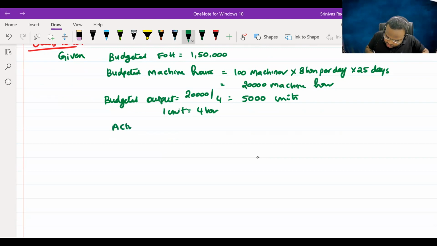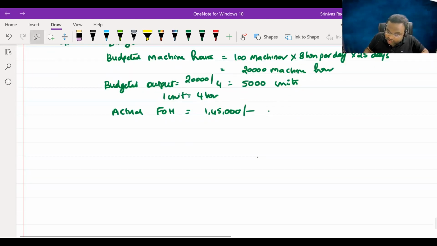What is actual fixed overhead? 1,45,000. So let me work out the standard recovery rate.